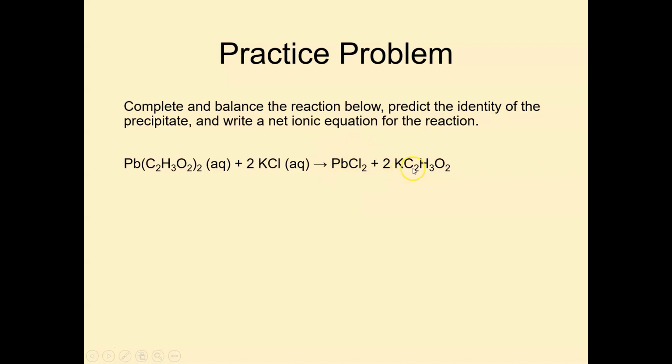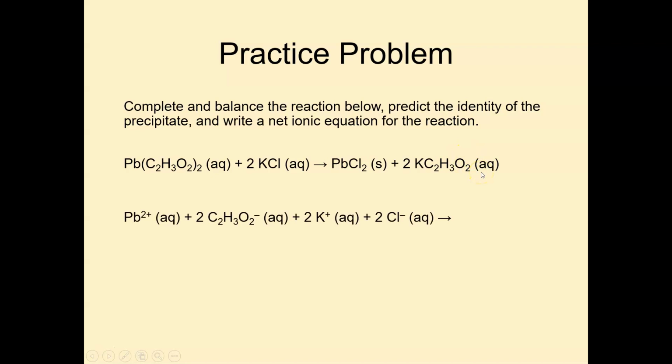Potassium acetate is water soluble because of both rules 1 and 2. It contains potassium and it contains acetate. Therefore, lead chloride is my precipitate. Having done that, I can now assign state labels to my two products. Lead chloride is a solid, potassium acetate is aqueous. I now ionize my entire left-hand side because they're both water soluble. On the right-hand side, the lead chloride remains intact while the potassium acetate is ionized, dissociated.